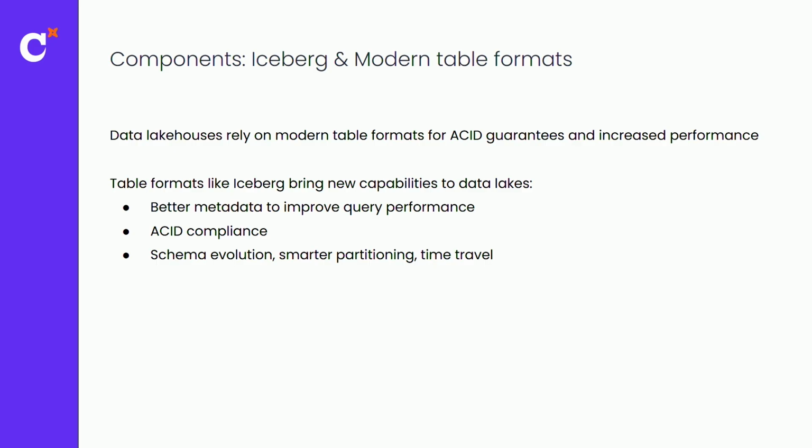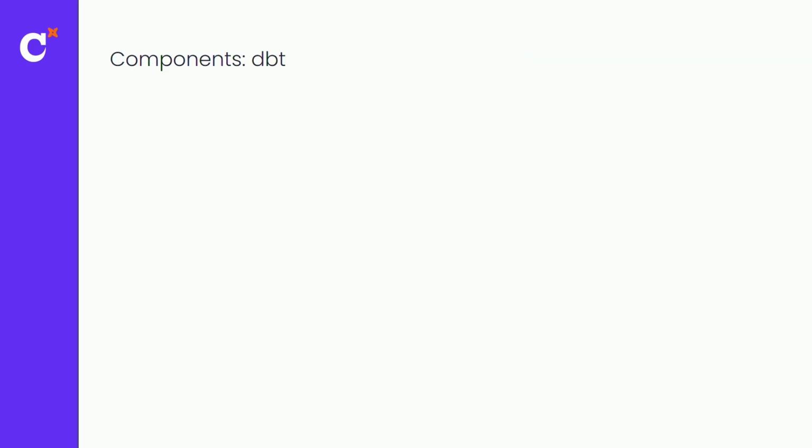So, in summary, lakehouses depend on these table formats to connect the query engines with the object storage. We chose Iceberg because it integrates with our stack and is built on a really strong commitment to openness. Lastly, if you're here, then you probably already know about dbt and why it's great.